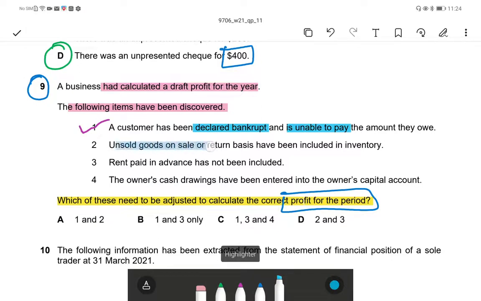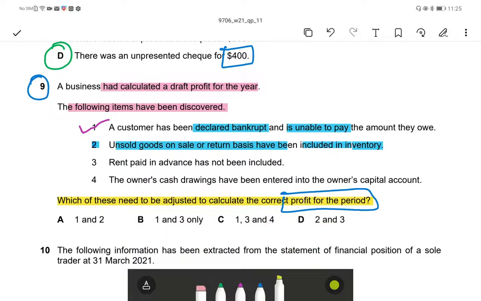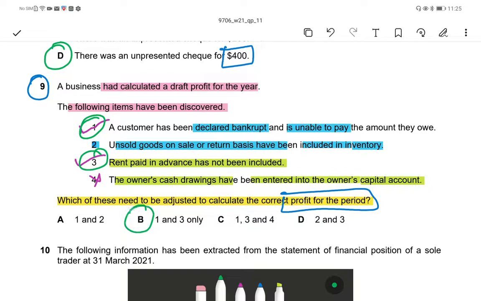Unsold goods on a sale or return basis have been included in the inventory. Goods sold on a sale or return basis we are not recording as a sale, so it will not affect the profit. Third, rent paid in advance has not been included. Prepaid rent we enter in the income statement, so this will affect the draft profit. Next, the owner's cash drawings have been entered into the owner's capital account. This is actually entered in the balance sheet, so this will not affect the draft profit. So the correct options are 1 and 3. So what is the correct answer? Option B is the correct answer.